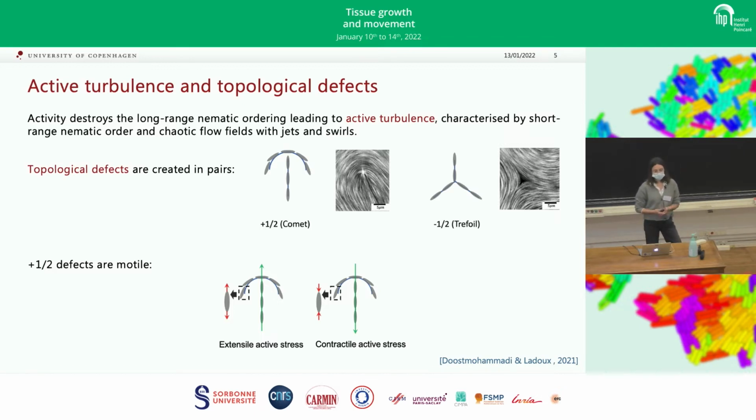It does not move much, whereas the comet-like defects have self-propulsion, they move, and the direction of movement will depend on the type of activity you have, whether you have extensile stresses, so the particle pushes the material along its elongation axis, or it has contractile stresses, so it pulls the fluid towards its elongation axis. So if you have an extensile system, then the comet will move from tail to head, and if you have a contractile system, then it will move from head to tail.